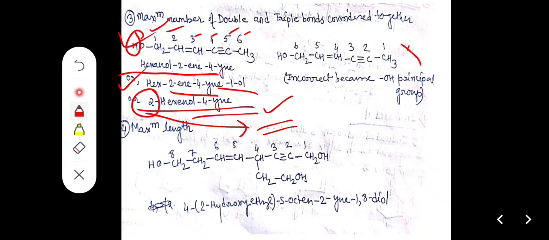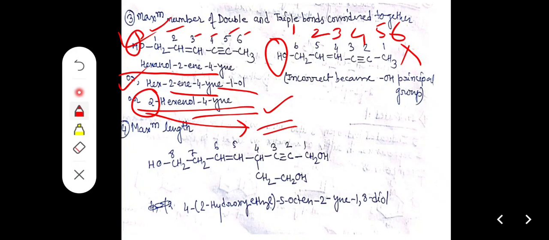This is incorrect because OH is the principal group. That's why we have to start this carbon as 1, this carbon 2, 3, 4, 5, okay, 6. Okay. Next, maximum length.